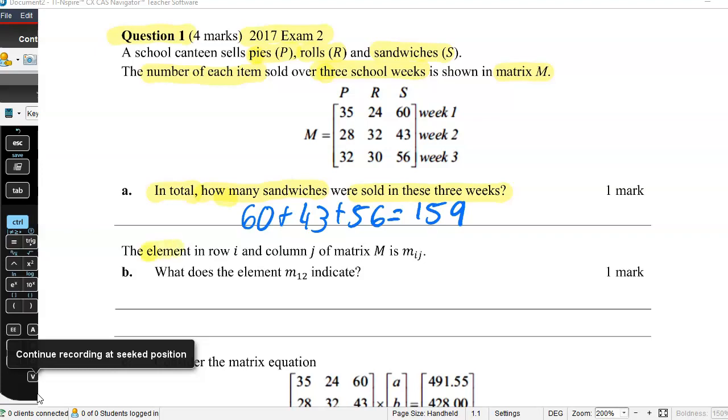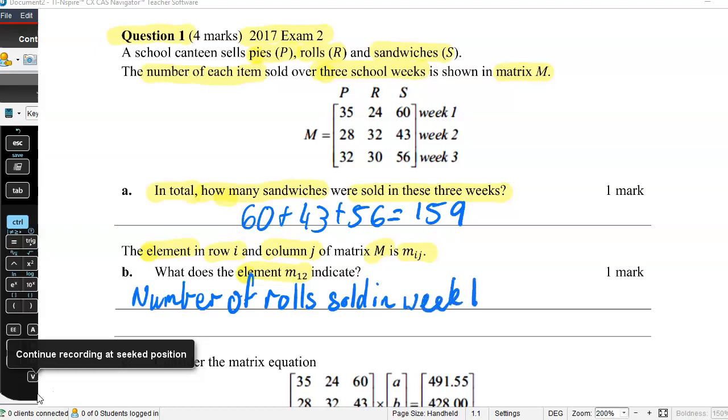Okay, so the element in row i and column j of matrix M is Mij. So what does element M12 indicate? So that is row 1, column 2. So that is the number of rolls sold in week 1. Which was 24. Okay.